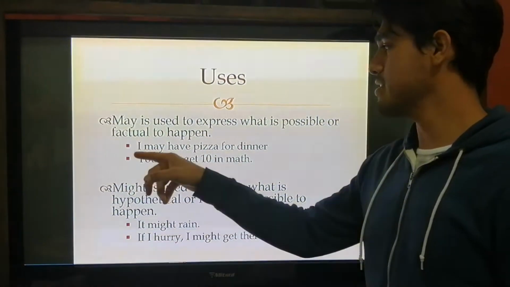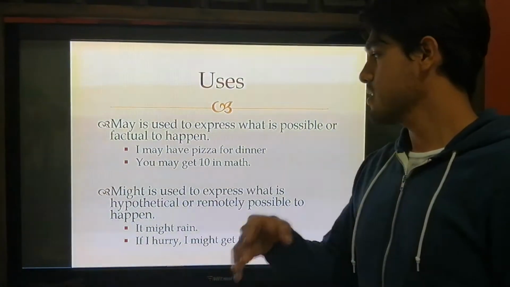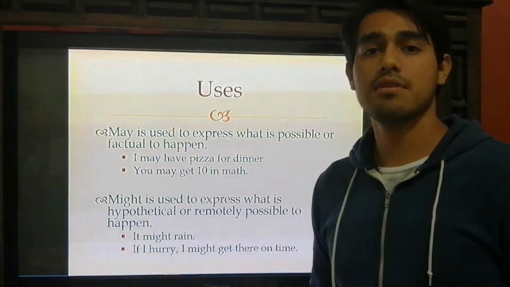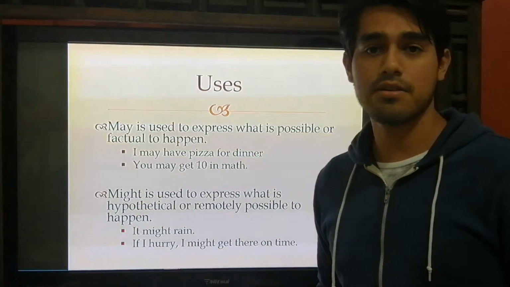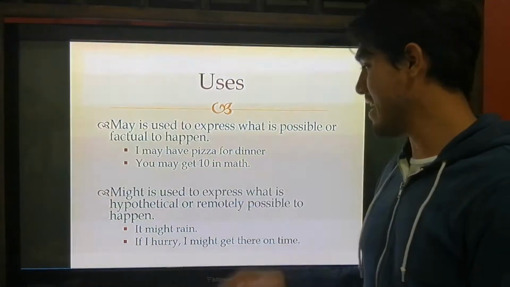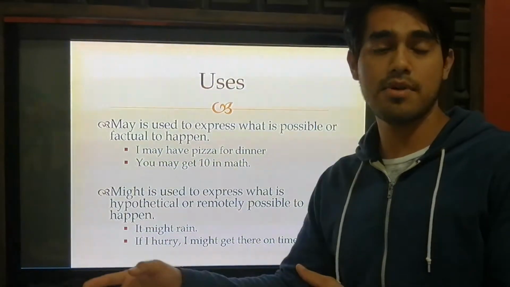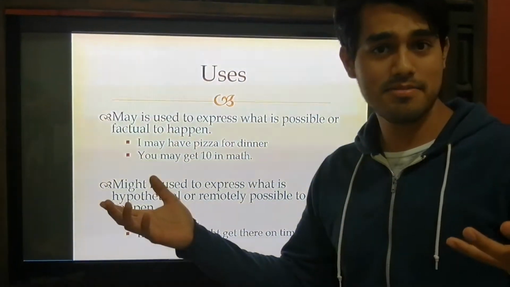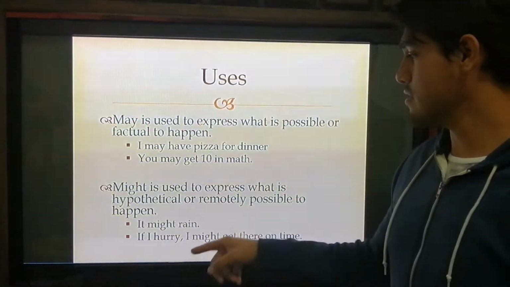Here I have some examples. The first example says, "I may have pizza for dinner." It is possible for me to have pizza for dinner. And the other is, "You may get 10 in math." It is possible to happen. The only thing you need to do is study, and that's it, right? So what is the difference?